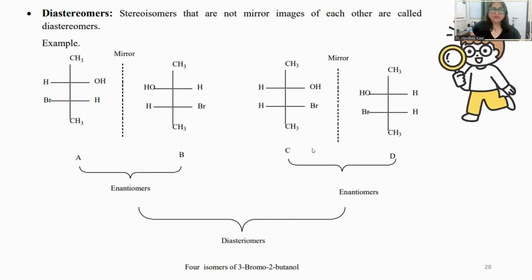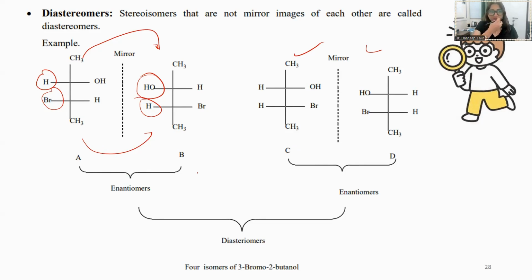But diastereomers are not mirror images of each other. So if you see these, they are enantiomers, because when you put one over the other, they don't match; they are not superimposable. Similarly, these are enantiomers. But if I talk about A, B and C, both are diastereomers.